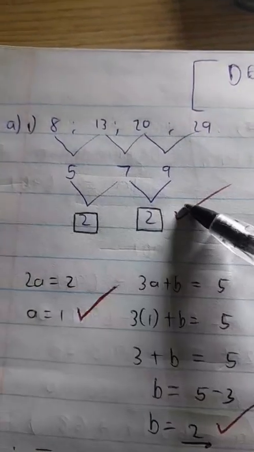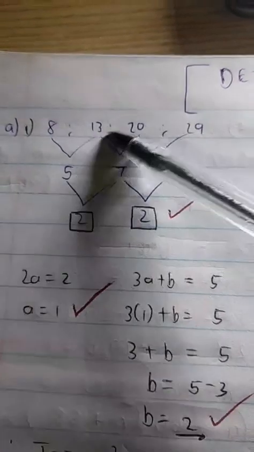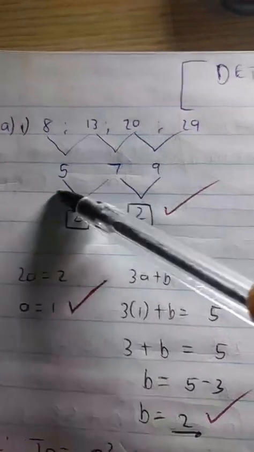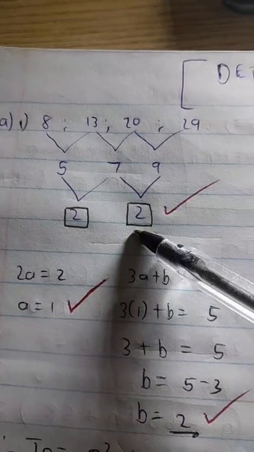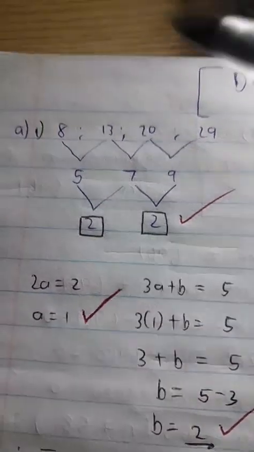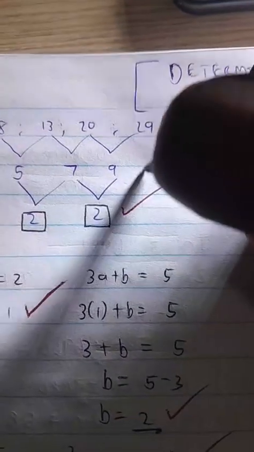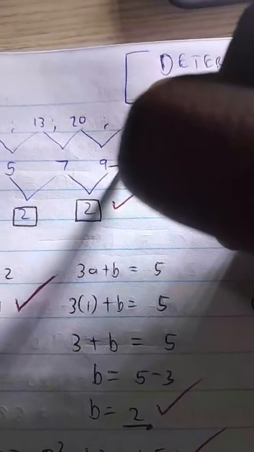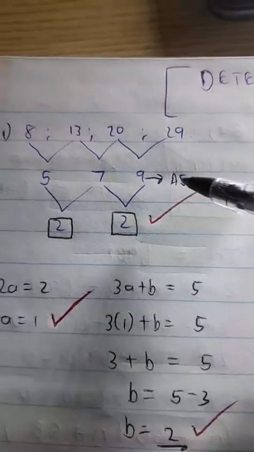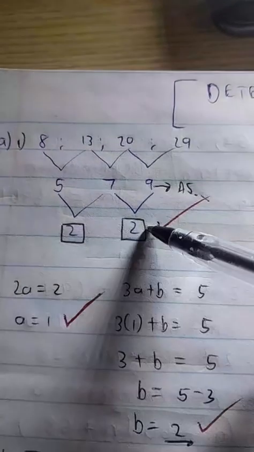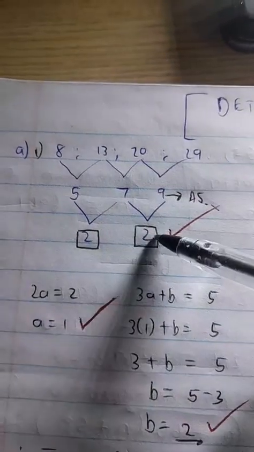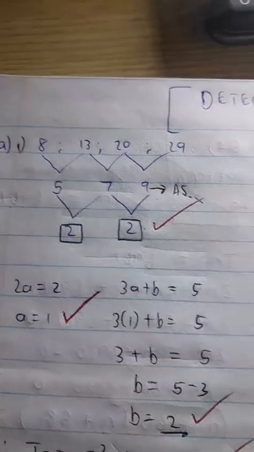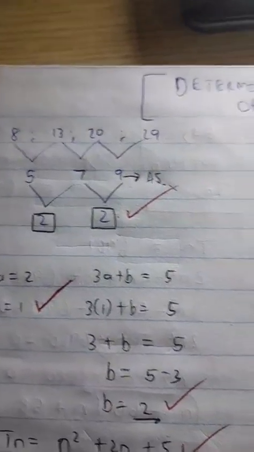This is how you would do it. 13 minus 8, 20 minus 13, 29 minus 20. You get the first difference row, then the second difference, which is constant. Remember, we said that this first difference row gives us the arithmetic sequence. It's a linear sequence. Then our second difference for a quadratic sequence is always constant. When we know these things, that's concepts understood.